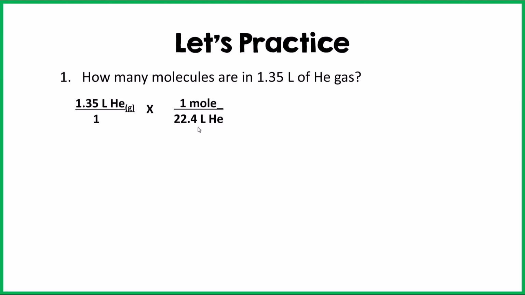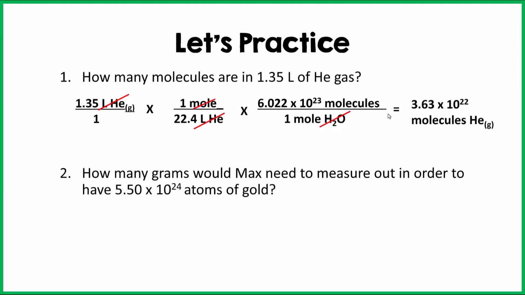So we're going to use that 22.4 liters. Allows us to eliminate that helium. And then we're going to eliminate the moles units by using our conversion factor to get to molecules, which is Avogadro's number, 6.022 times 10 to the 23rd. And now we've eliminated moles and we're left with molecules. Multiply across and divide, and we get 3.63 times 10 to the 22nd molecules of helium. So check your answer on that one, and then we're going to practice another.